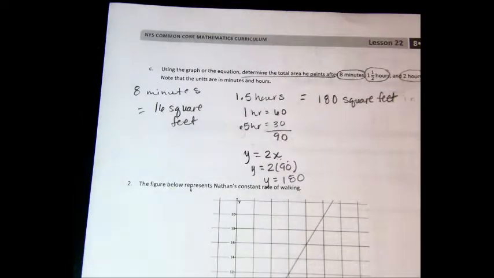Was 2 hours. So if in 1.5 hours it was 90 minutes, okay, I can add another half an hour to that.